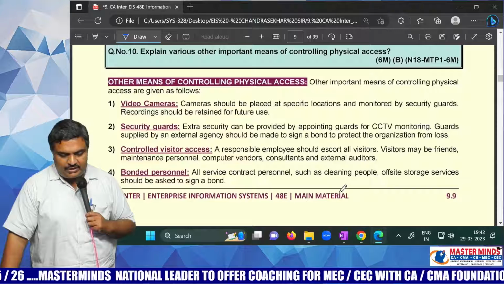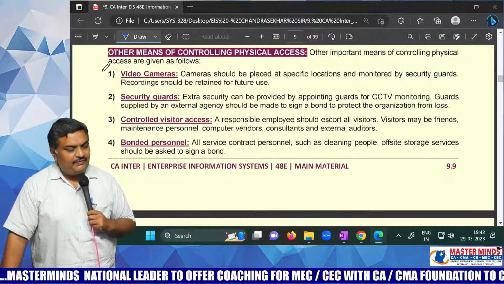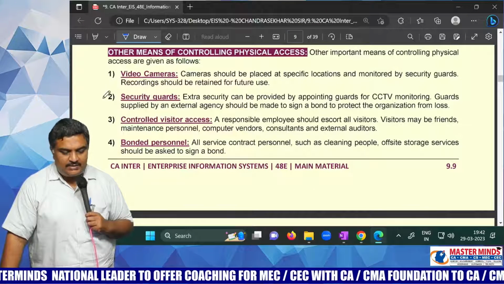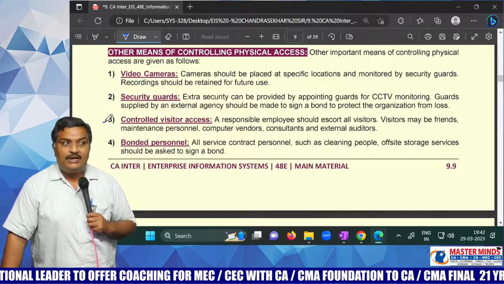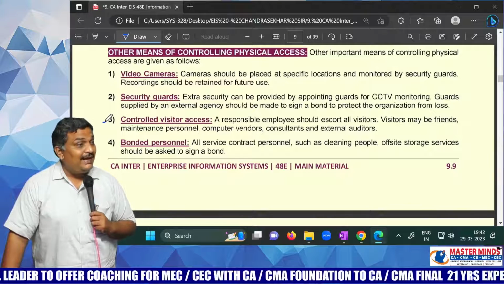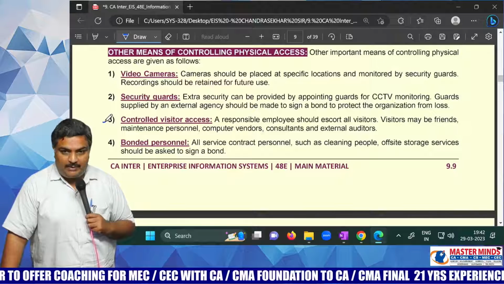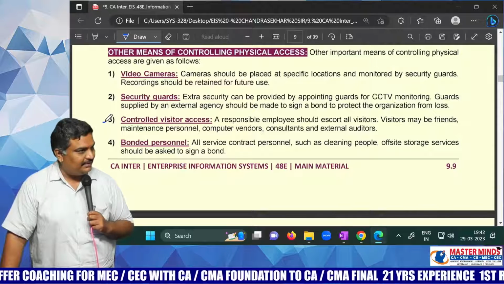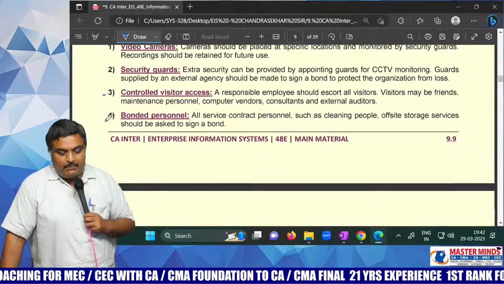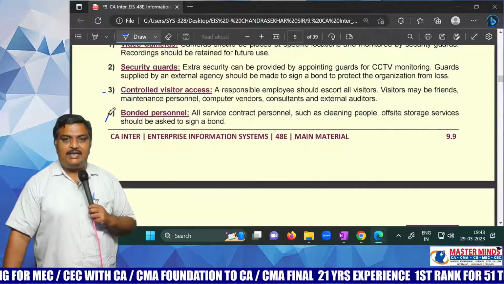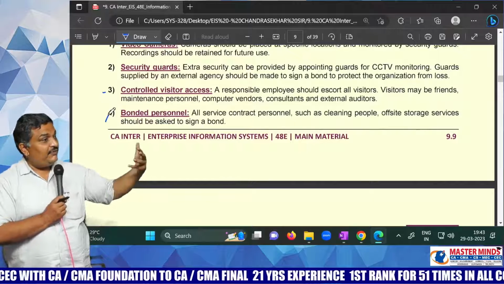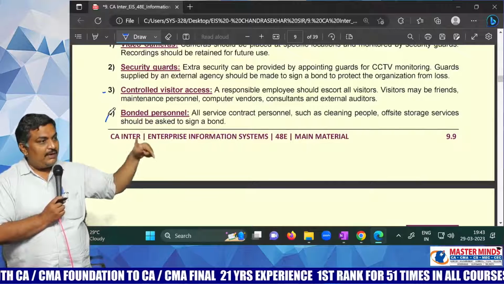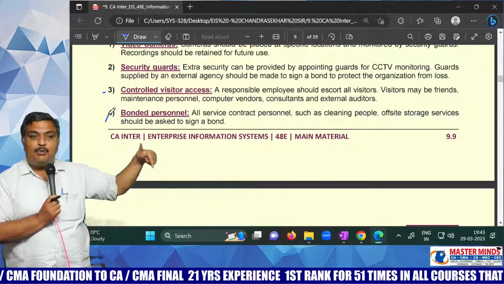Now, this question is also given. Video cameras. You have seen in the video cameras. Security guards you have seen. Controlled visitor access. What did he say in that video? Less than 1% of Google employees can come to this data center. Okay. Bonded personnel. See, the biggest risk is today one sweeper came, tomorrow another sweeper comes. That should not be there. Everyone working in the data center should be bonded personnel.